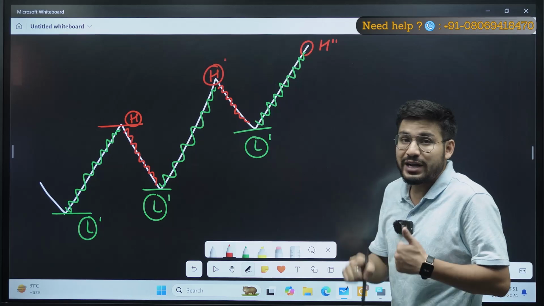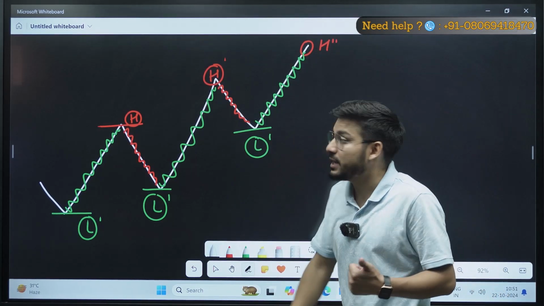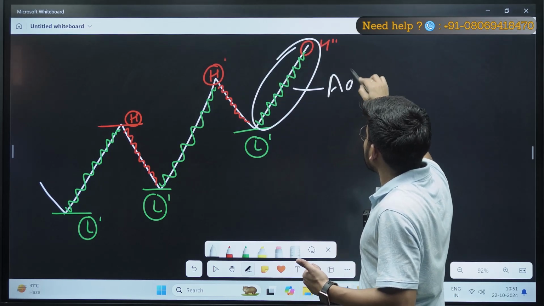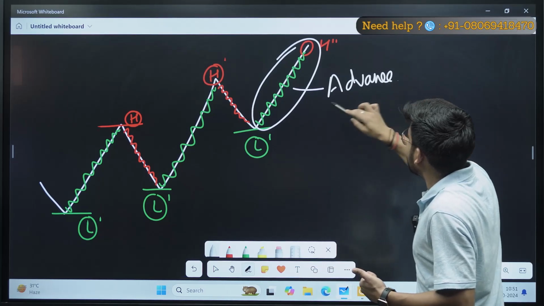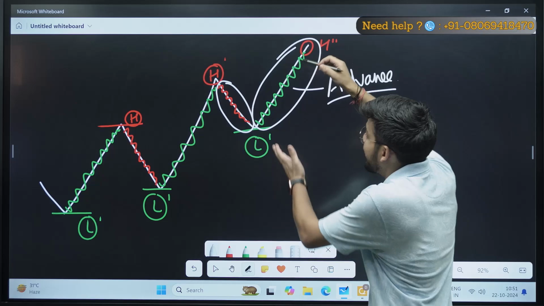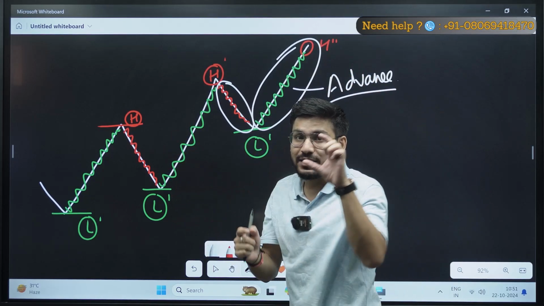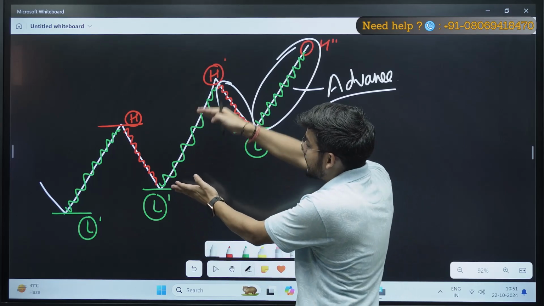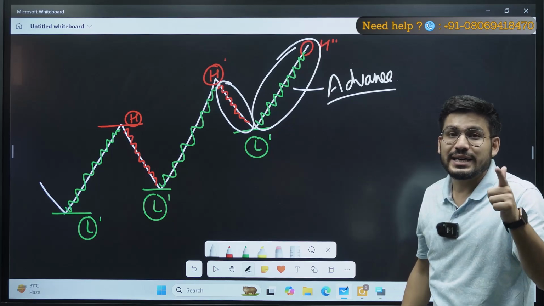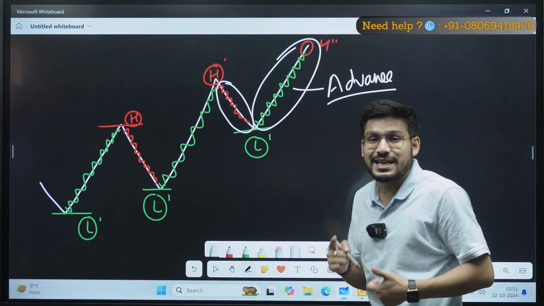So make sure whenever I am looking at an uptrend, this is my advance, and the advance should be greater than the pullback. You can see the pullback is shorter, but the advance is greater. It means when the market is pulling itself back, the momentum is less, but when the market is advancing, the movement is greater, right? So that is a feature of a good uptrend, you can say. And the same vice versa.